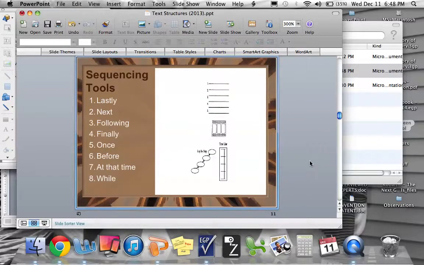So you can see here there are several different tools that can be used. For example, you could use a numbered list. You could use some type of sequence map. You could use a timeline. And here are 8 examples of transition words that you could use to figure out sequencing.